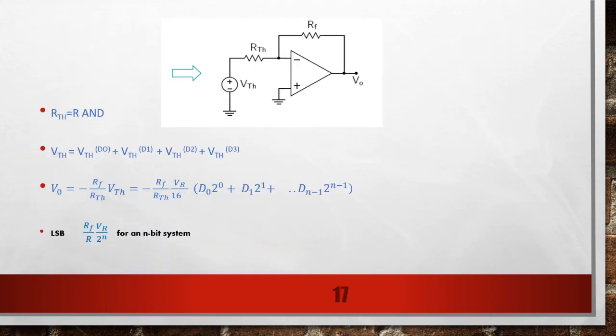So the effective expression becomes D0 2^0, D1 2^1, up to D(n-1) 2^(n-1) for n bit, and this part, for a 4-bit system, is 16. For an n-bit system it comes to 2^n. And for the LSB, that is, if we put 0 0 0 1, then just this part remains, so that becomes VR by 2^n. So this is my least significant bit, or LSB.